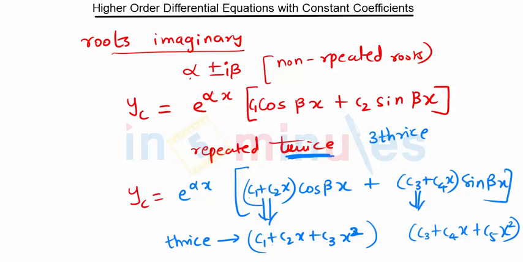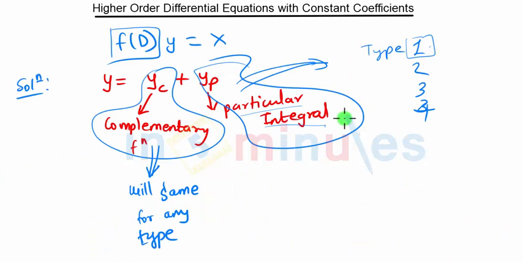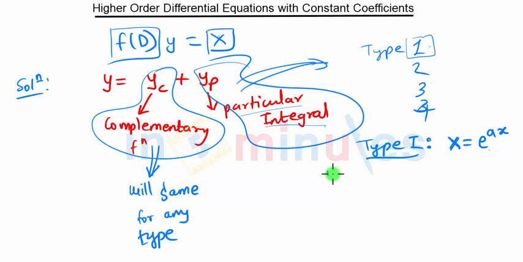But the imaginary part, that is the particular integral, is different for all the types. We will see for type 1. So type 1 is of the form X equal to e raised to ax. When this X is e raised to ax, then our particular integral yp is given by 1 upon f(D) into X. In this case, our X is e raised to ax. Particular integral is given by 1 upon f(D) into X.